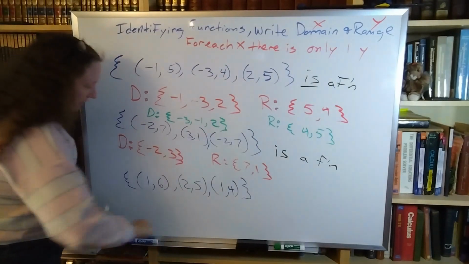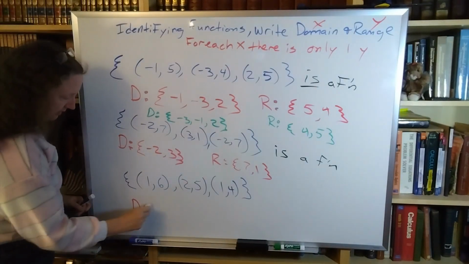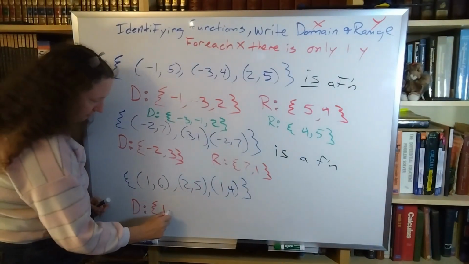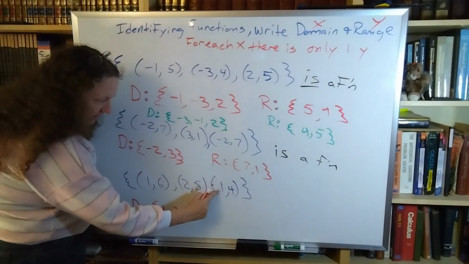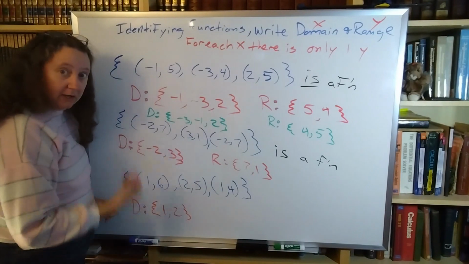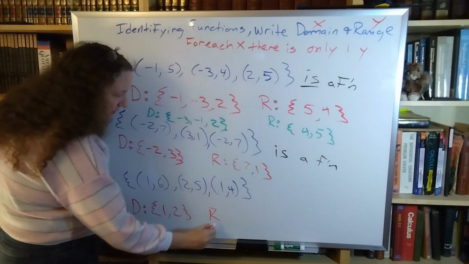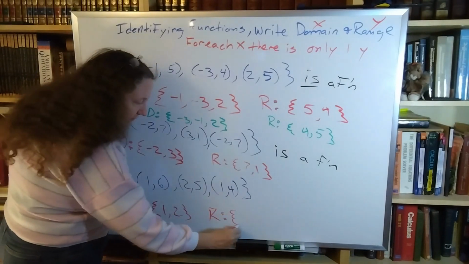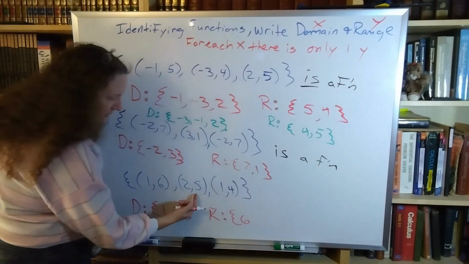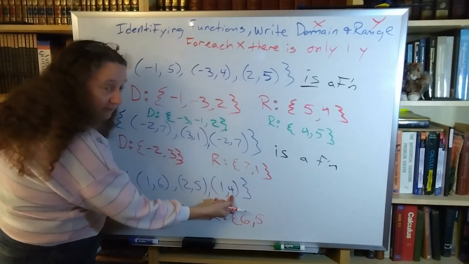Let's look at this last one here. My domain is the set of numbers 1, 2, and again I have a 1. So I have a repeat in there. I have to hold that in my mind. My range is the set of numbers 6, 5, and 4.